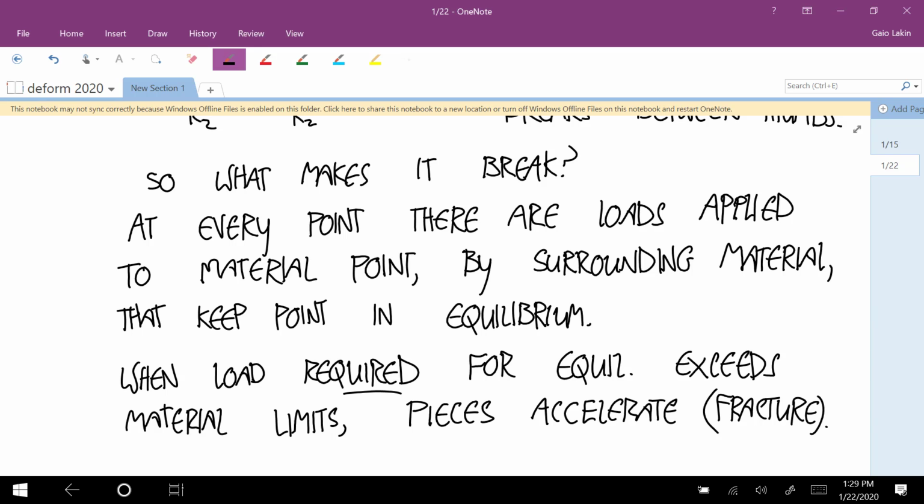And that's what happens with material too. So it's not really directly to measure when something is going to break. You don't want to measure the external loads applied to it. You want to measure what are the loads that the material has to apply to itself at different points in order to keep it from breaking apart. And that's the idea of stress. It's also the idea of internal loads in beams.